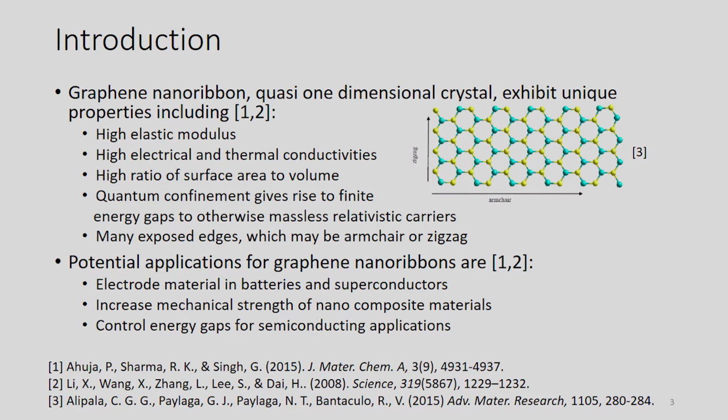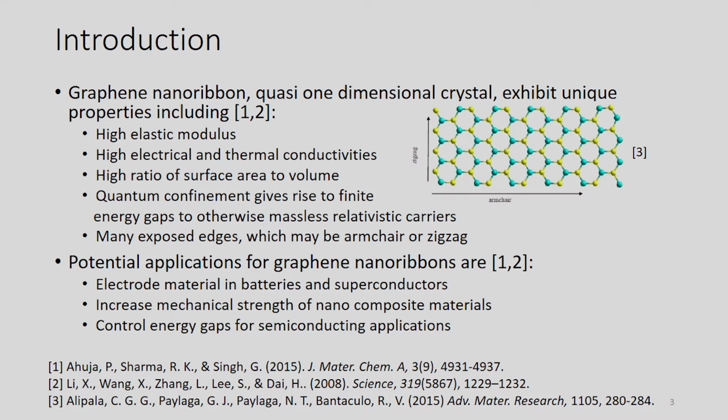Introduction. Graphene nanoribbons are quasi-one-dimensional crystals. This is due to graphene being a single layer of sp2 hybridized carbon. The quasi-one-dimensional arises from graphene nanoribbons being tens of nanometers wide.